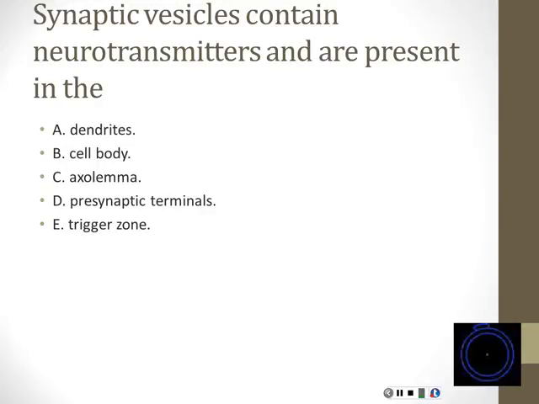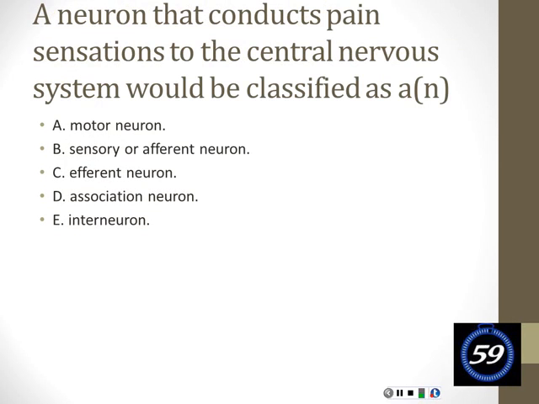But presynaptic, remember I wanted you to learn those words, presynaptic and postsynaptic. So the presynaptic membrane is where the neurotransmitters are released, and then the postsynaptic membrane is where they're going to have their effect. Because you'll see why that's important next time when we start talking about communication. All right, neuron that conducts pain sensation to the central nervous system would be which kind of neuron?